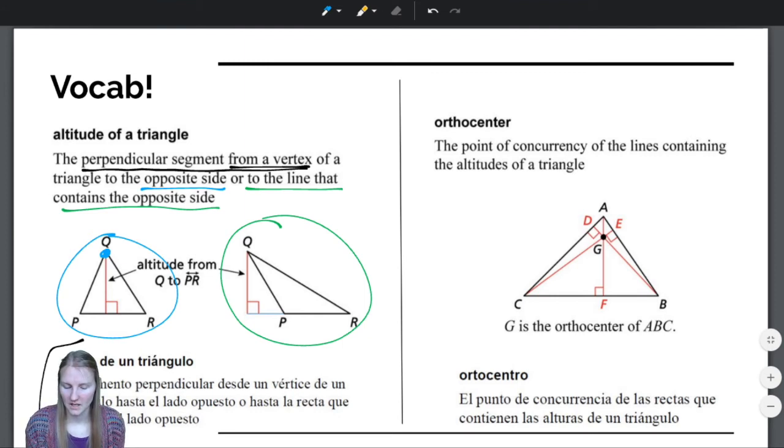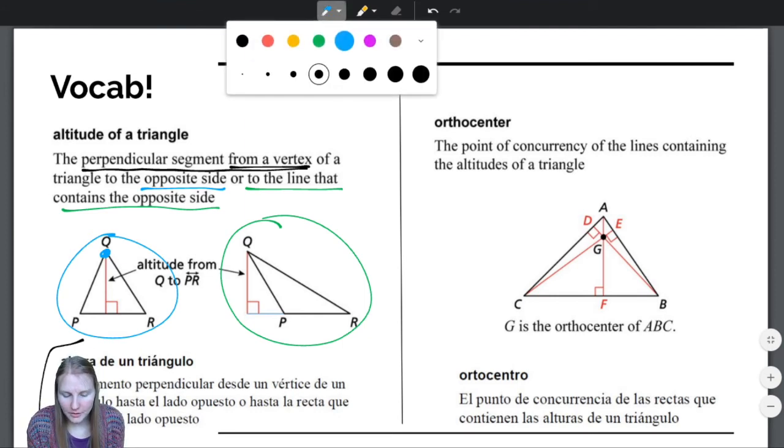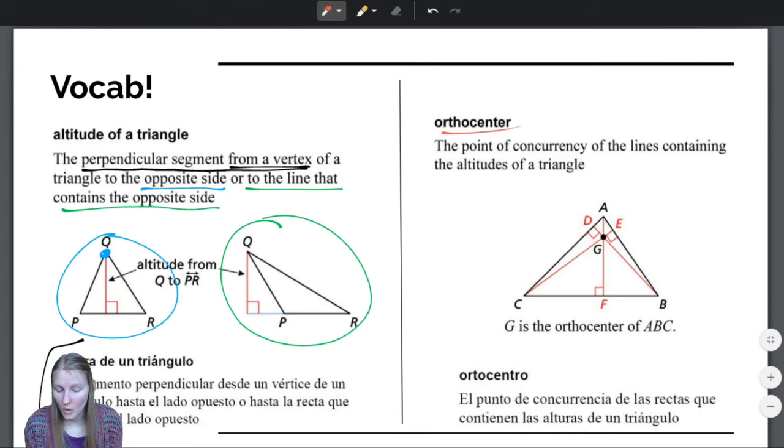All right. So why do we care about altitudes? Well, because the orthocenter is the point of concurrency of the lines containing the altitudes. So if you make all of your altitudes, the point where they cross is your orthocenter. And there are not a ton of cool applications of the orthocenter. There's not a cool theorem about the orthocenter, which is why we're not going to talk about it a ton.